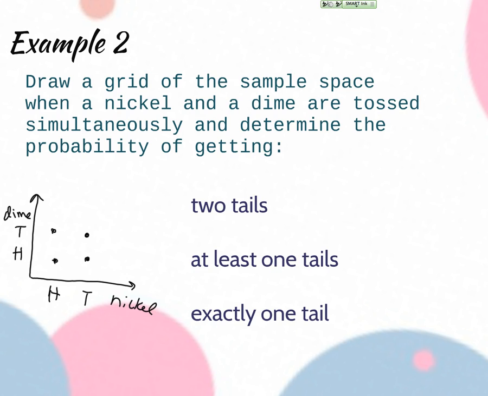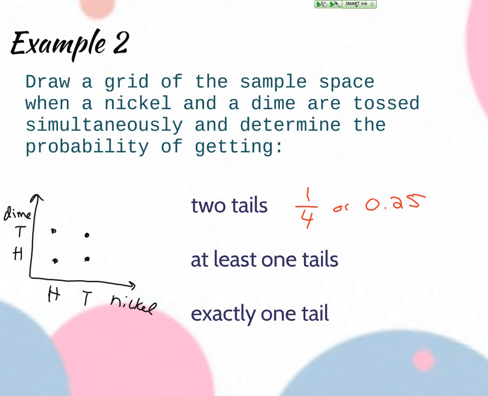So to get 2 tails, there's only one situation where I can get 2 tails. So I would have 1 over 4 or 0.25. So we can visually see that. Now when you're on your assignment, I don't know if you might want to use different colors or use a pencil because I like to kind of erase.